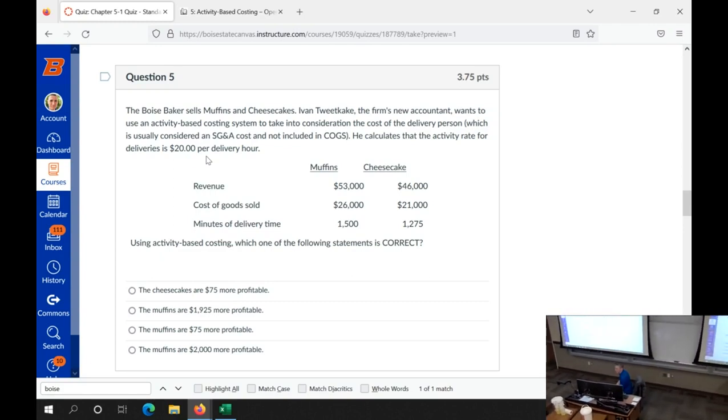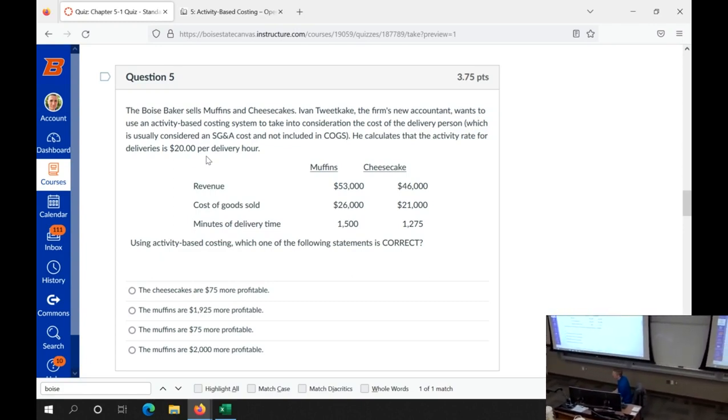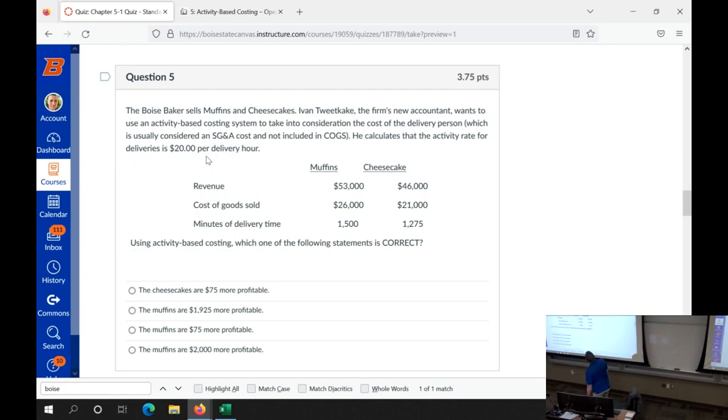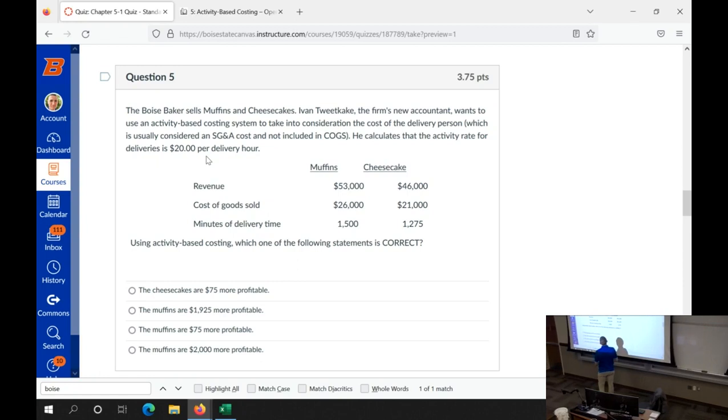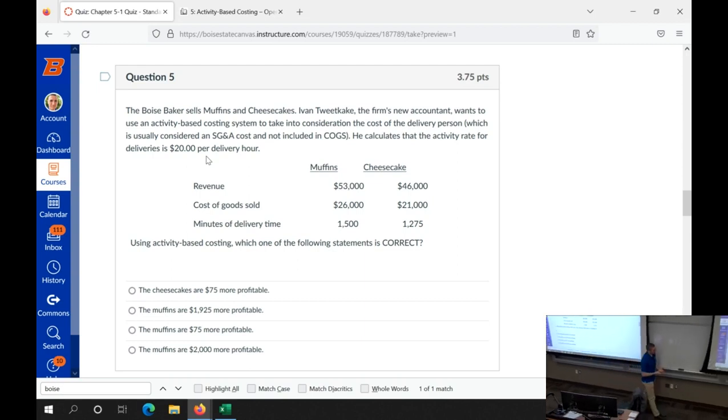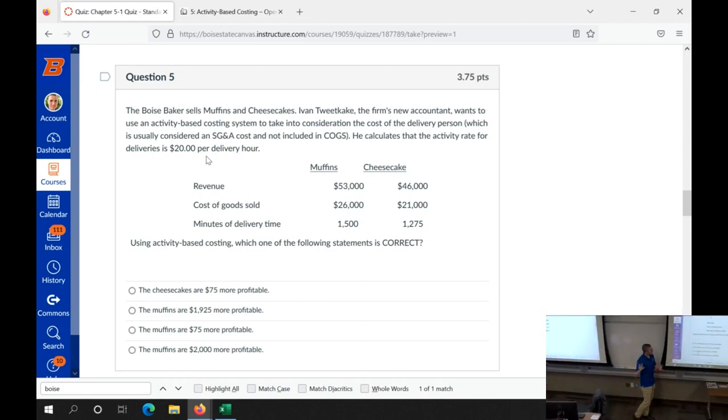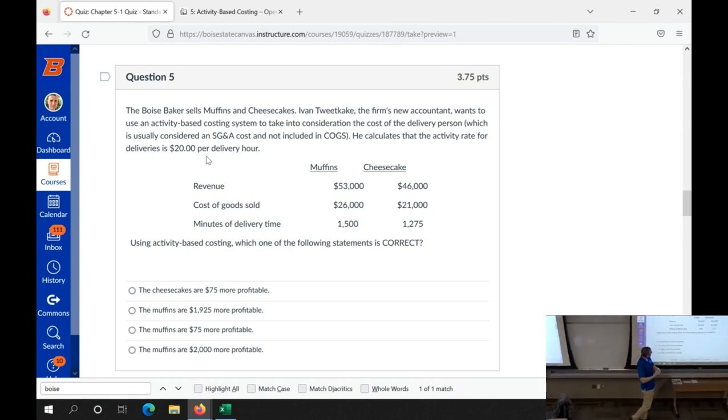Ivan Tweetcake, the firm's new accountant, wants to use an activity-based costing system to take into consideration the cost of the delivery person, which is usually considered an SG&A cost and not included in cost of goods sold. So it's not considered a product cost usually. We're going to pull that. We're going to do an ABC-like maneuver at least, or use ABC to pull in an SG&A cost because we think we can trace it to individual product units or to product lines in this case. He calculates the activity rate for deliveries is $20 per delivery hour.